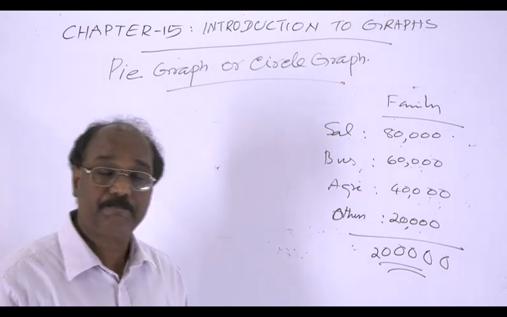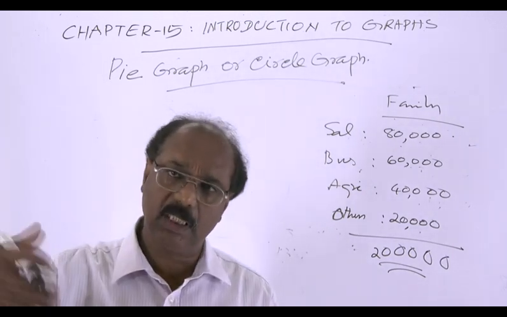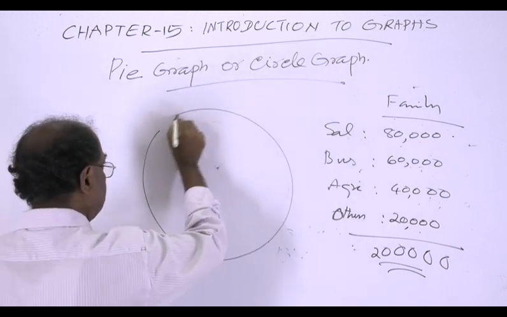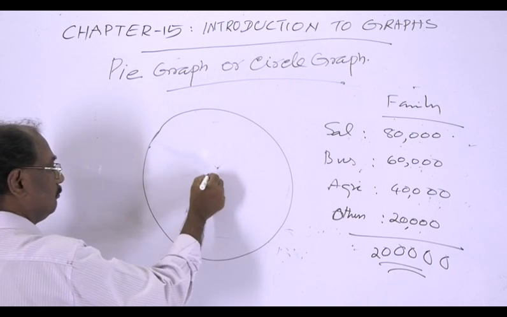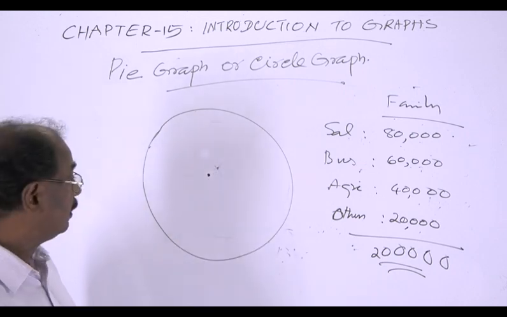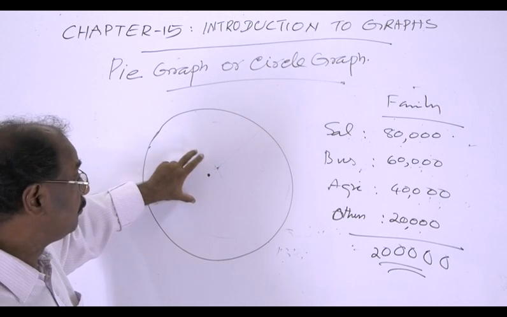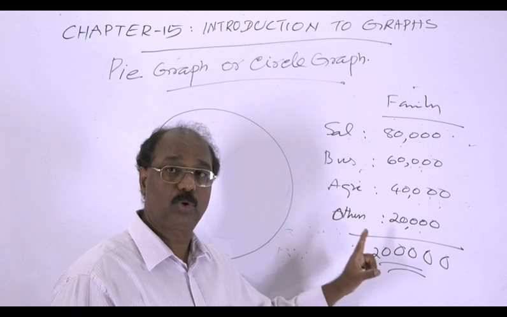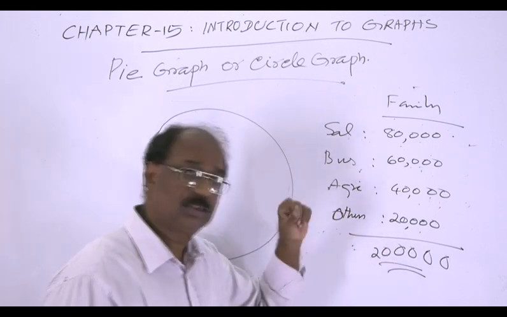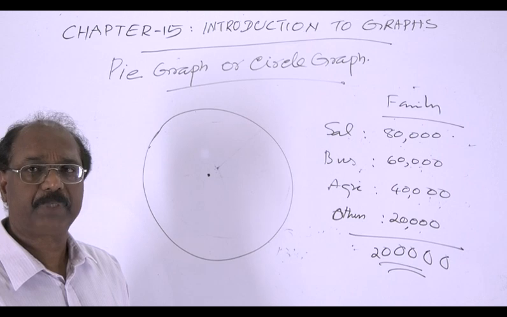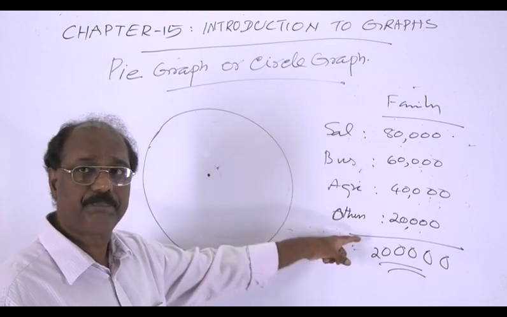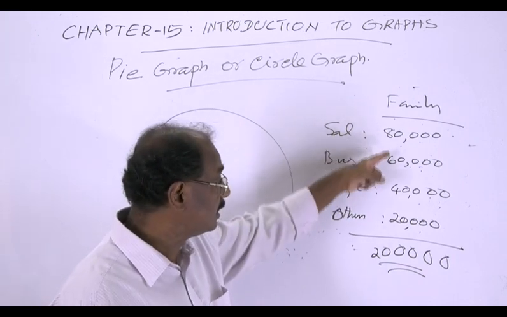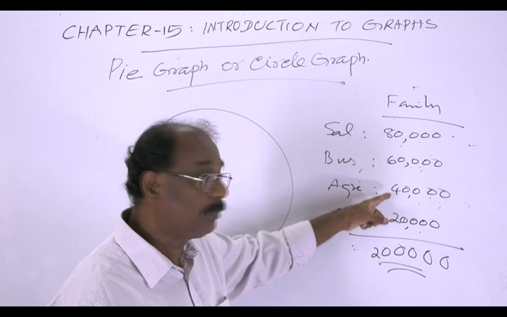Then we first draw a circle with any suitable convenient radius, a round circle in the center. The area of this circle constitutes the total 2 lakhs, or is equivalent to 2 lakhs. Then subdivide this circle into sectors whose areas are proportional to these component numerical values.